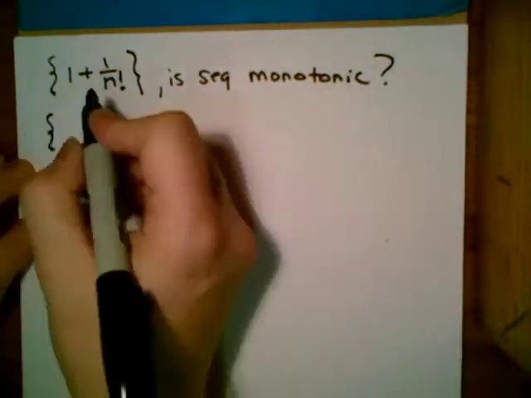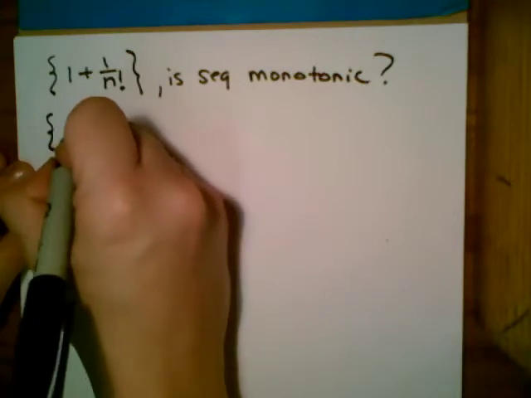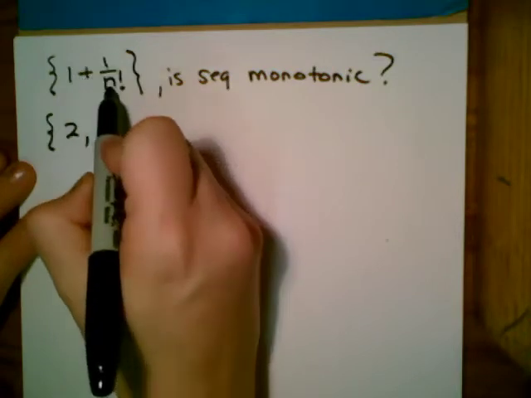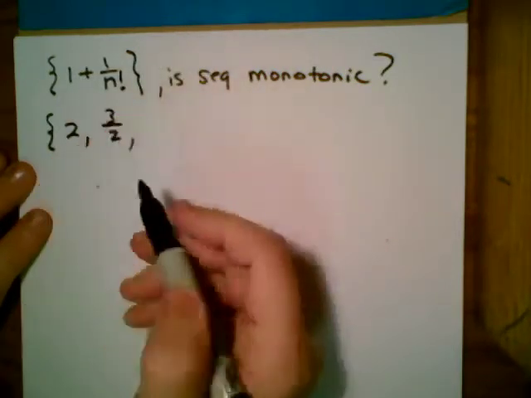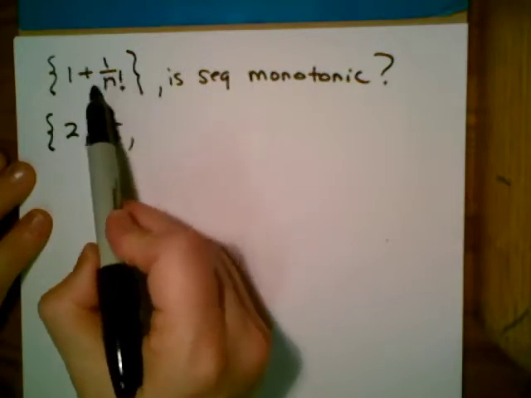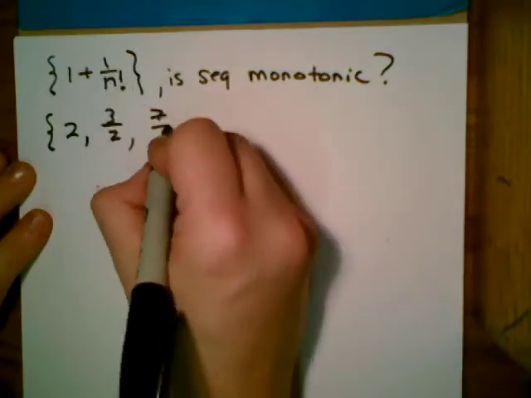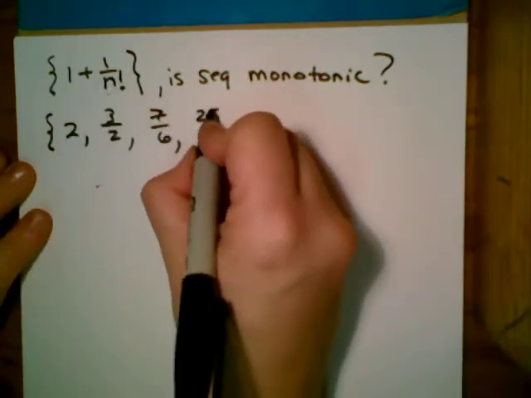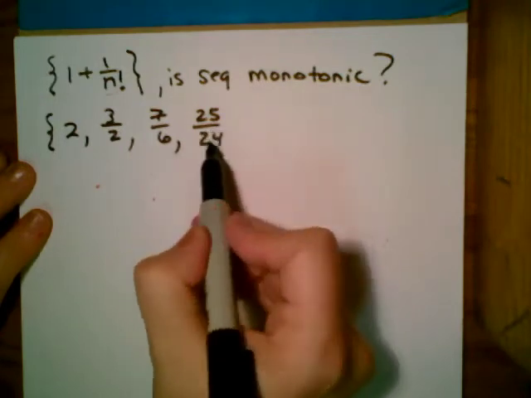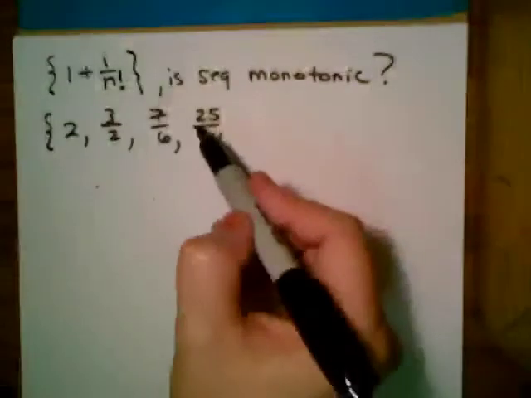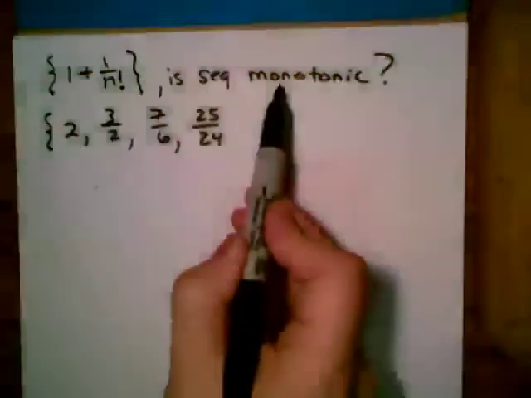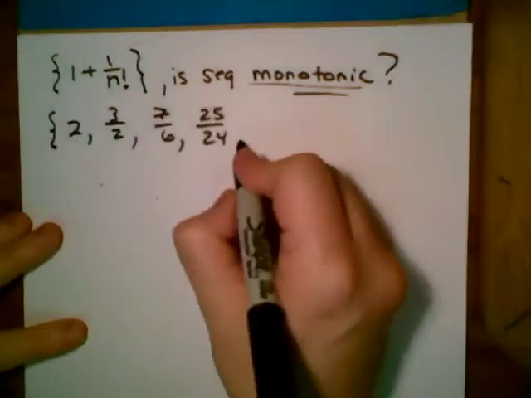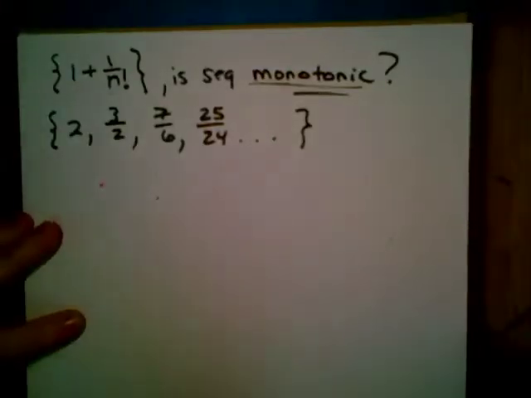Okay, well, let's just take a look at a few terms. 1 plus 1 over 1 factorial, that's just going to be 2. That's 1 plus 1. And then 1 plus 1 over 2 factorial is going to be 1 plus a half. Now when n is 3, we're going to end up with a 6 here. And when n is 4, we're going to end up with a 24 in the denominator. And it looks like the terms are approaching 1, but what we're looking at is that the terms seem to be decreasing towards 1. So we'd like to show that this is decreasing.